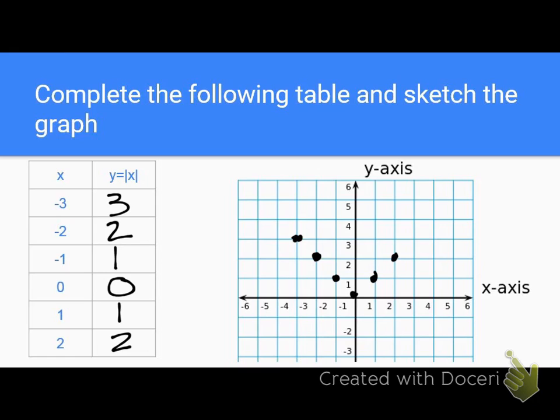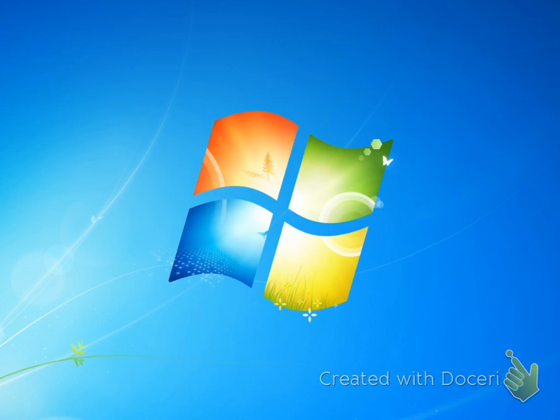So if we connect these points, I should probably use the solid, there we go. If we connect the points, you'll see we end up with this graph that looks like a V. Okay, so this is our basic absolute value graph. Let's go on to another example.